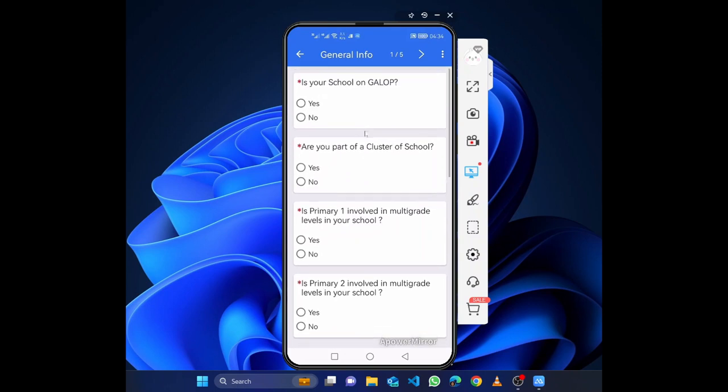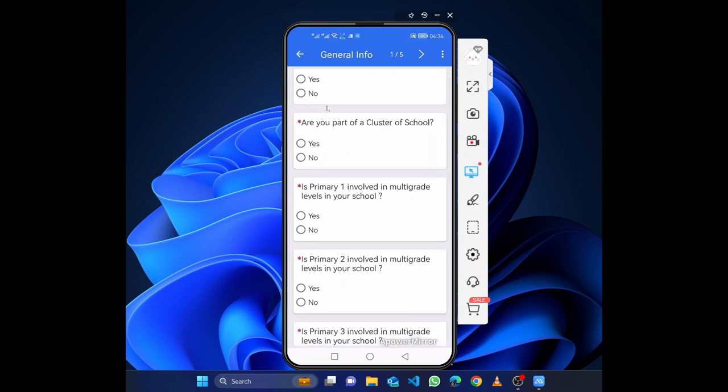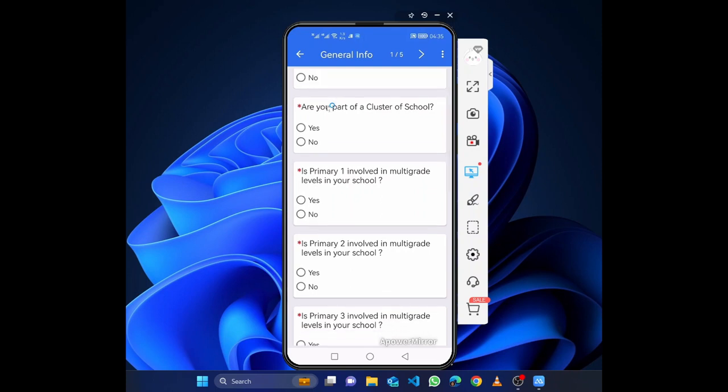Is your school a Gallup school? If it is yes or no, you choose. Which is a school having a cluster of schools. When you talk of a cluster of schools, you are referring to schools on the same compound, where you have two or three schools. That's what we mean by a cluster of schools.